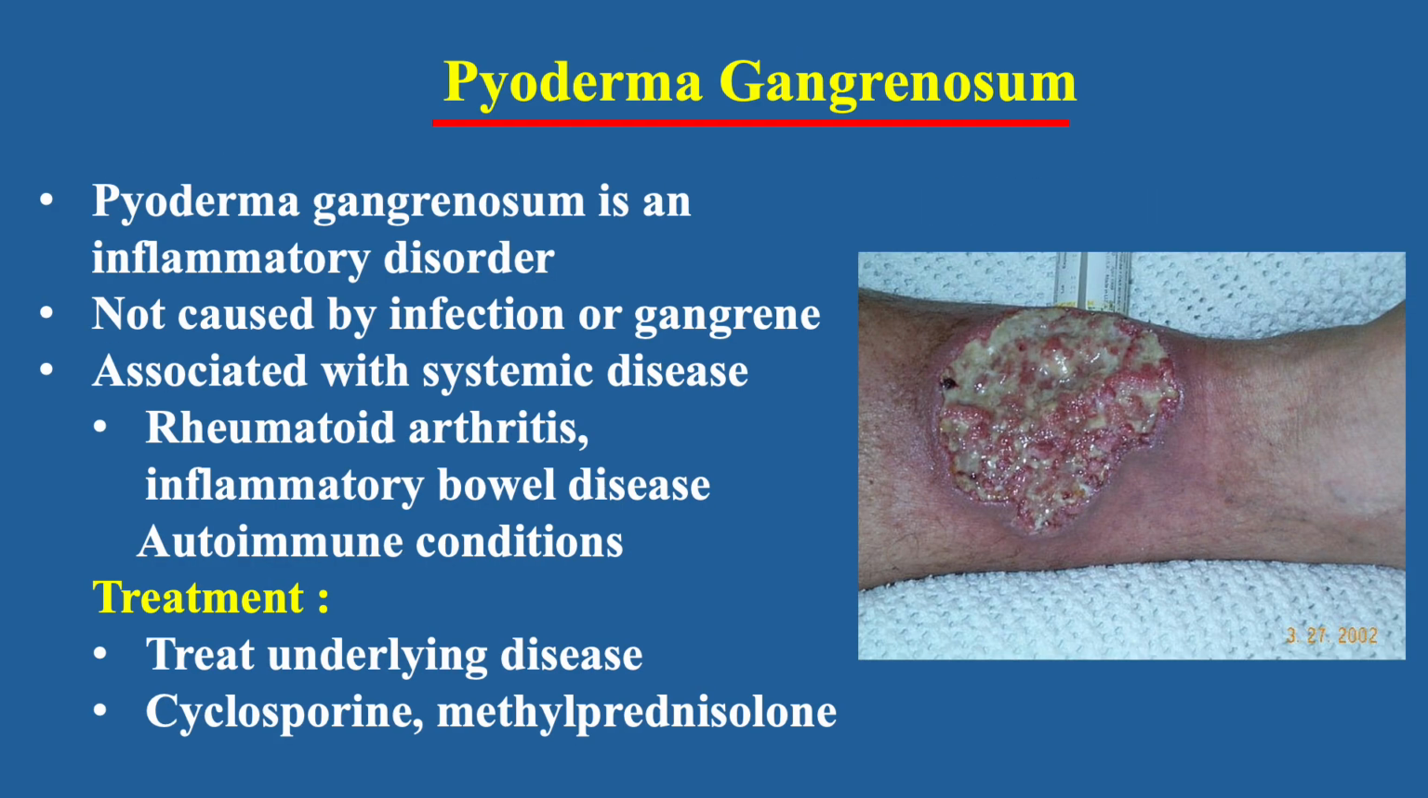Despite its name, pyoderma gangrenosum is not caused by infection or gangrene, but falls into the category of neutrophilic dermatoses. It's characterized by rapid progression of a painful, necrolytic cutaneous ulcer with an irregular, violaceous, and undermined border. Pyoderma gangrenosum is often associated with systemic disease, most commonly rheumatoid arthritis, inflammatory bowel disease, Crohn's disease, and other autoimmune and inflammatory conditions.